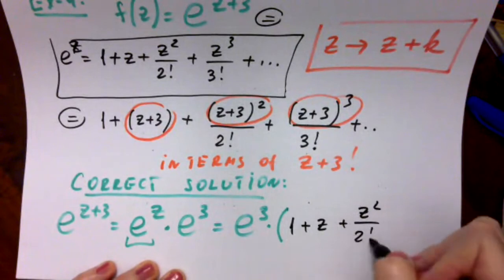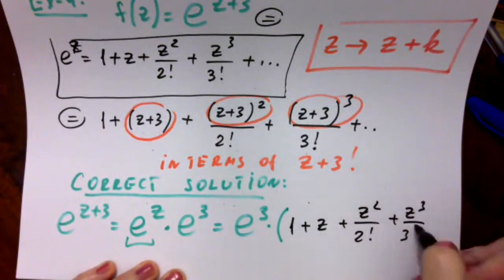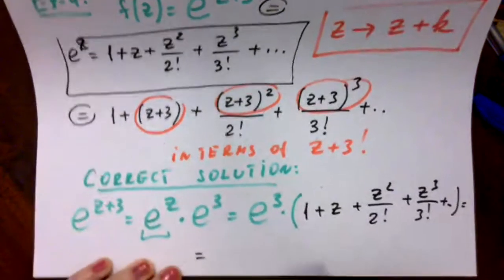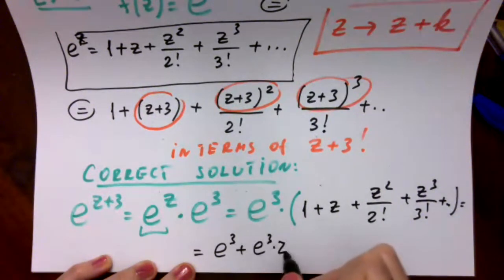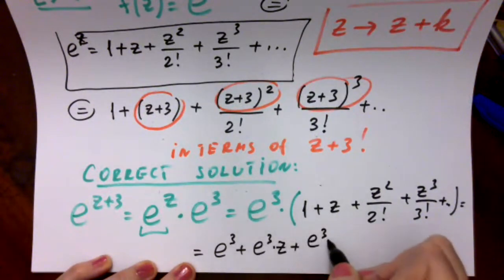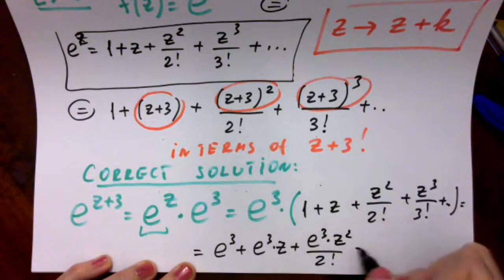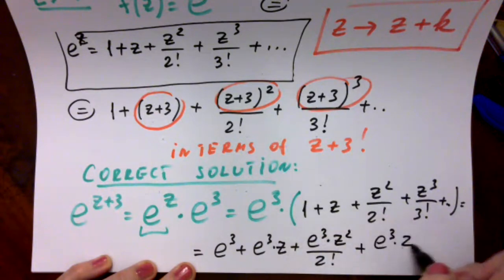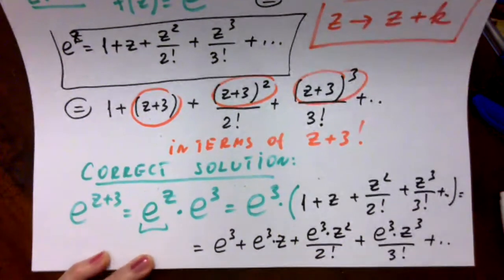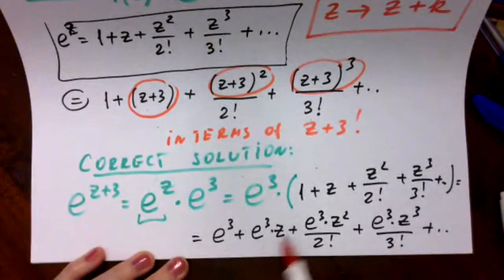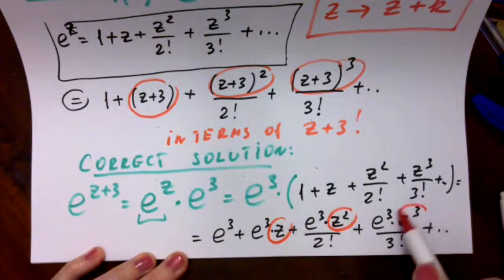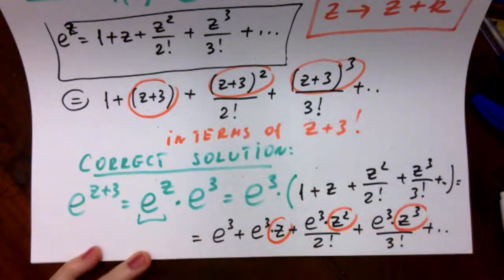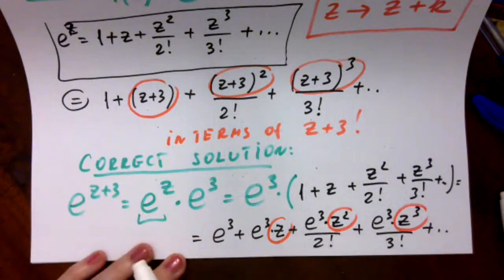Plus z squared over 2 factorial plus z cubed over 3 factorial. And of course, it's better to make this multiplication. e cubed plus e cubed times z plus e cubed times z squared divided by 2 factorial, and finally e cubed again times z cubed divided by 3 factorial, and so on. Look at this. This is another Laurent expansion, but this time it's a correct expansion. Why? Because we can see only powers of z here, not powers of z plus 3 as in the previous case. So this is the right solution.